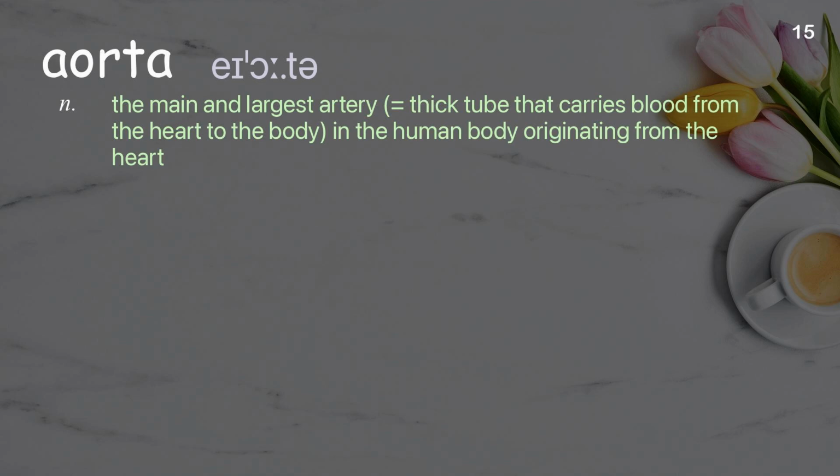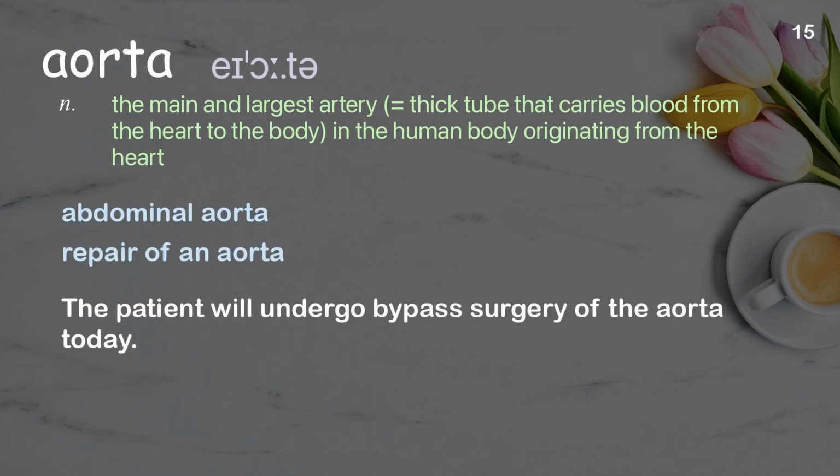Aorta. The main and largest artery, equals thick tube that carries blood from the heart to the body, in the human body originating from the heart. Examples: Abdominal aorta. Repair of an aorta. The patient will undergo bypass surgery of the aorta today.